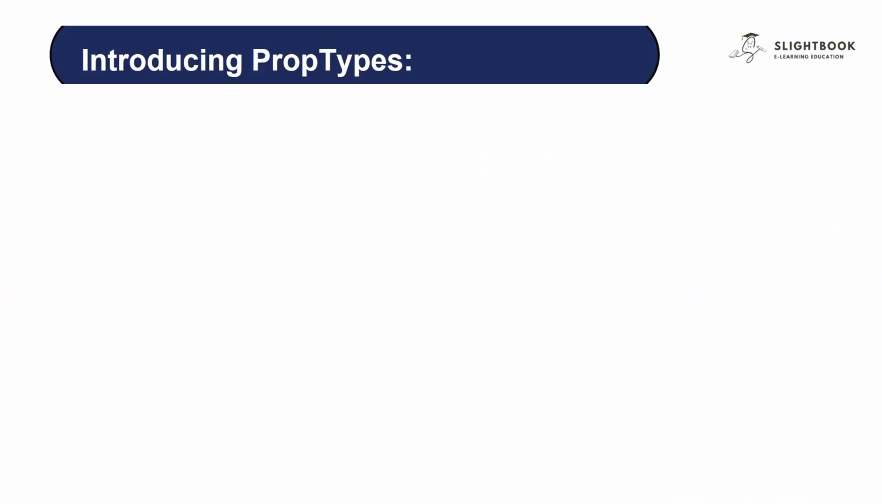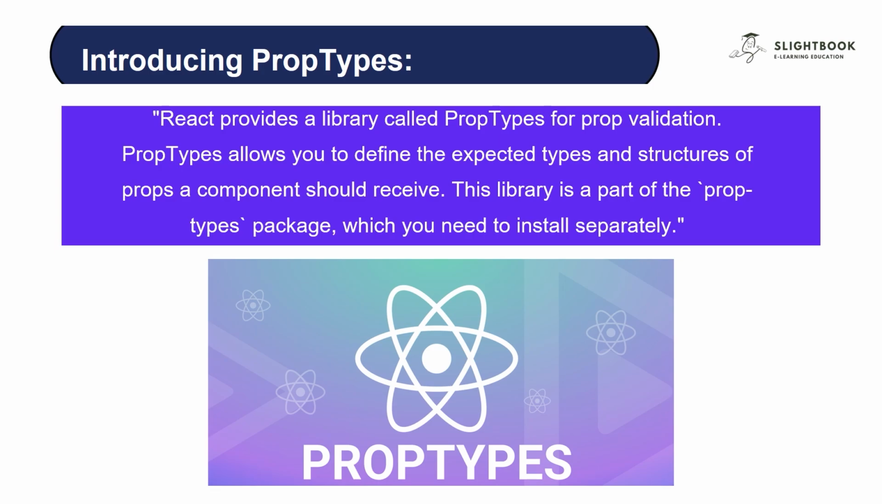Introducing PropTypes. React provides a library called PropTypes for prop validation. PropTypes allows you to define the expected types and structures of props a component should receive. This library is a part of the PropTypes package, which you need to install separately.